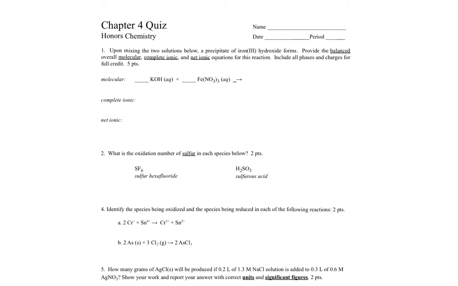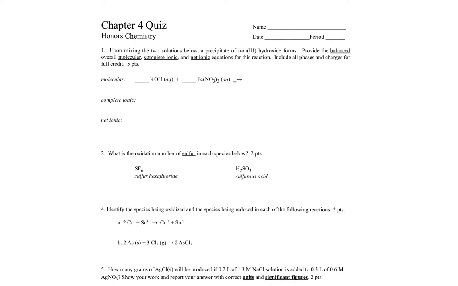In this video, I'm going to walk through the Chapter 4 quiz so you have an idea of what answers were expected of you. So for number 1, we are mixing two solutions and we have to write the balanced overall molecular equation, the complete ionic, and the net ionic equations for this reaction. The first thing that we need to do is to figure out what is going to form.